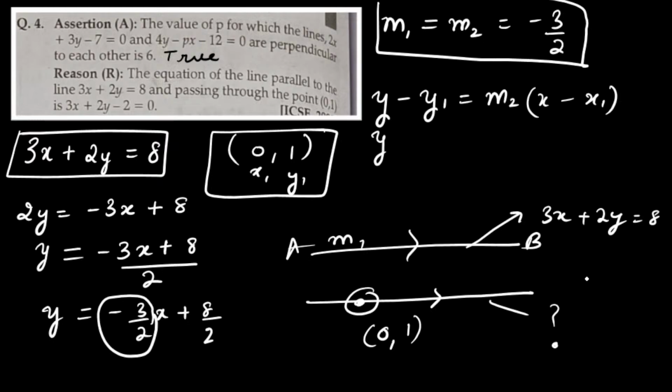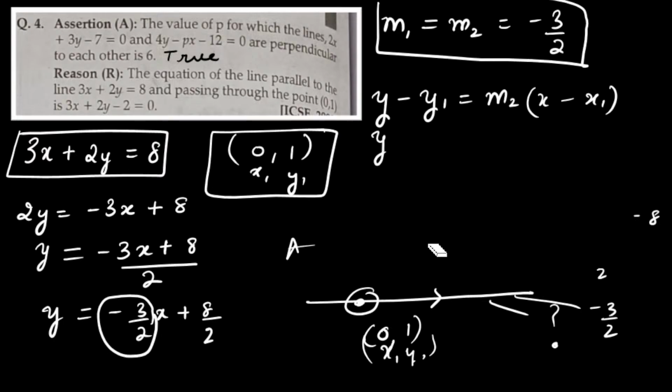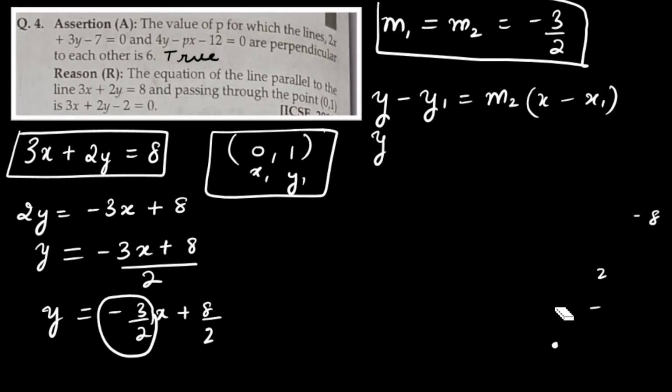In case you haven't understood, one line is there which is parallel to the original line and it is passing through this point 0 comma 1. So that's why the slope of both the lines will be the same, minus 3 by 2. For this also the slope is minus 3 by 2. So point form we are using to find the equation of this line. y minus y1, y1 is 1, m2 means minus 3 by 2, x minus x1, x1 is 0.